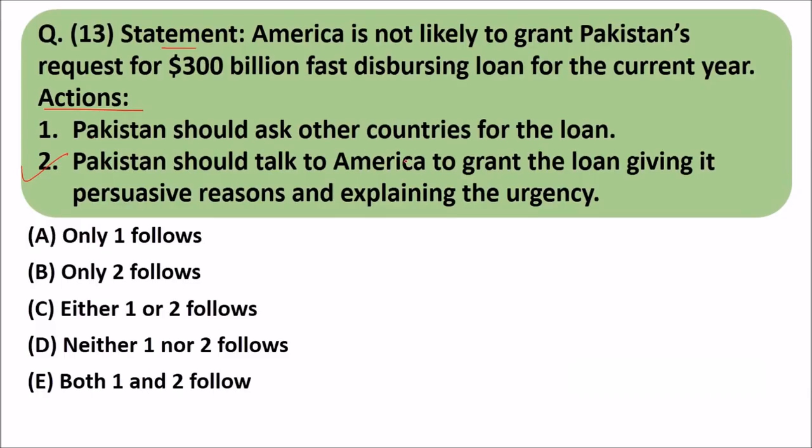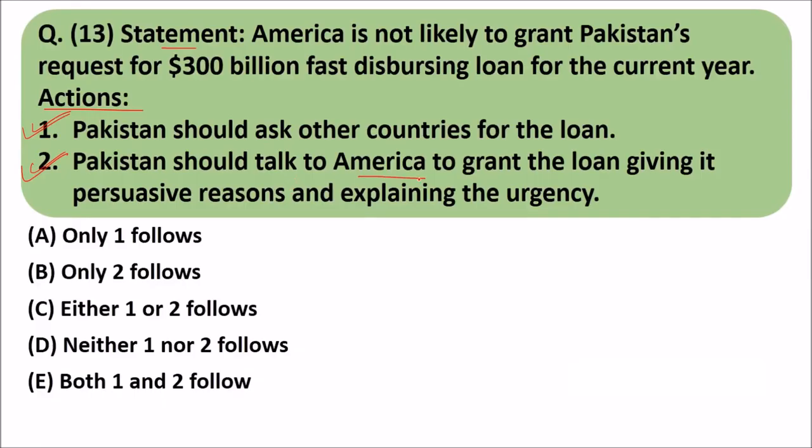You might think that, okay, no, why will Pakistan ask other countries for the loan and all that stuff? But it is a very, very strong and possible and useful action, okay. This is a practical action. If Pakistan is finding that America is not giving it any loan or financial aid, then Pakistan should explore other options. So this is also an action which Pakistan can take simultaneously. Pakistan can also convince America to grant the loan. So Pakistan can work on both the fronts. So both the actions are possible, okay.